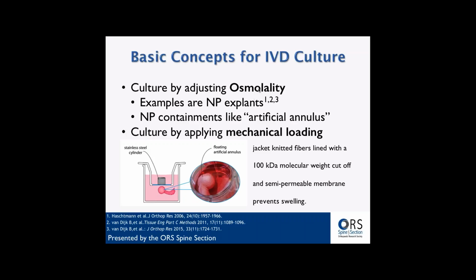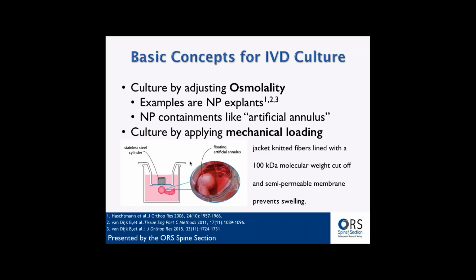And the alternative and new system, as already mentioned, is this system by Van Dijk and collaborators, where they use an artificial so-called annulus fibrosus, and they contain these tissue explants to make sure that they cannot swell, and they also have these weights on top of the culture inserts to make sure that this stays immersed in the medium during the culturing.